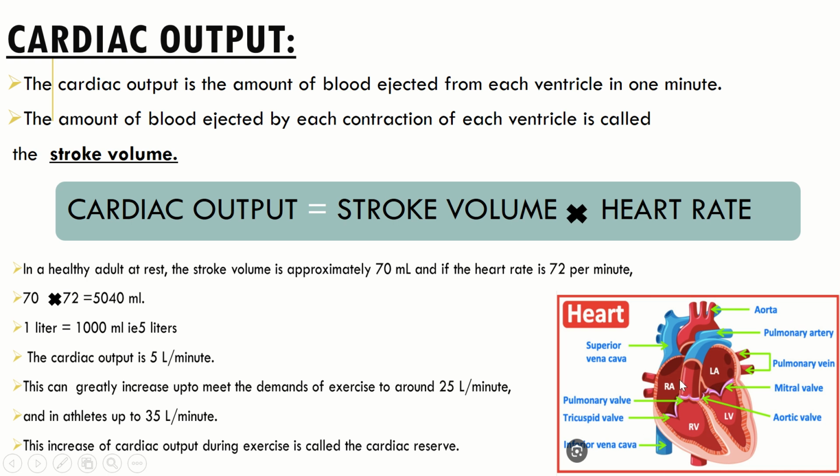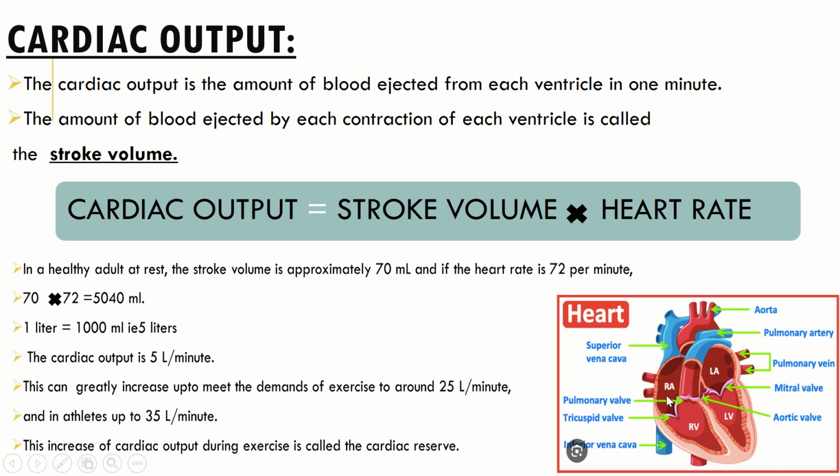As you all know, the heart has a right atrium, left atrium, right ventricle and left ventricle. The right side carries the deoxygenated blood, and the left side carries the oxygenated blood. From the right ventricle, the deoxygenated blood is carried to the pulmonary artery for purification, and from the left ventricle the oxygenated blood is carried through the aorta to all the parts of the body.